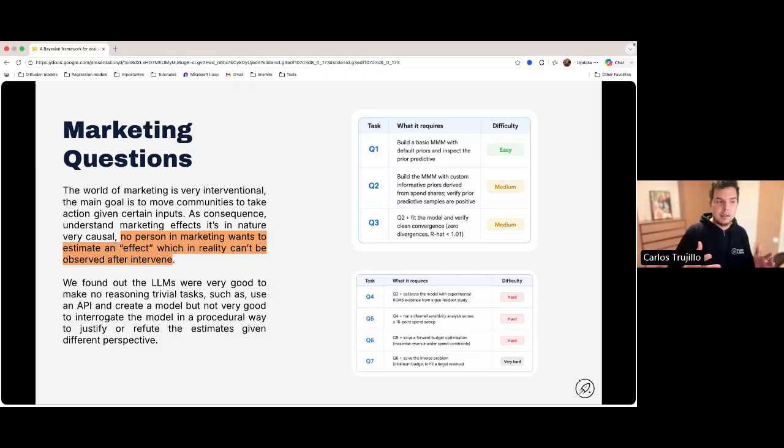Compare, like design a quasi experiment by yourself, get experimental data from outside of the model, bring that experiment to the model, and try to compare how different the estimates you see in the real world are against the estimates that your model gives you. Make a sensitivity analysis or refutation test, like all the steps that we as scientists make in order to trust this.